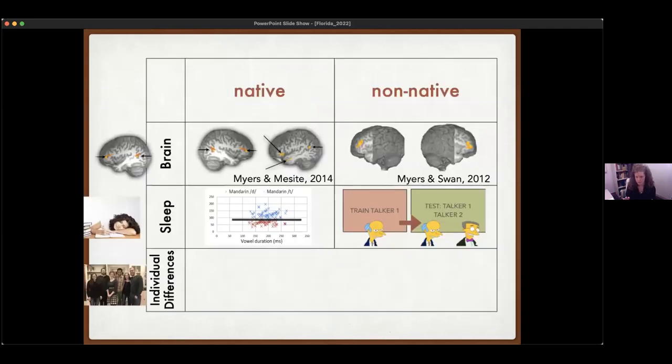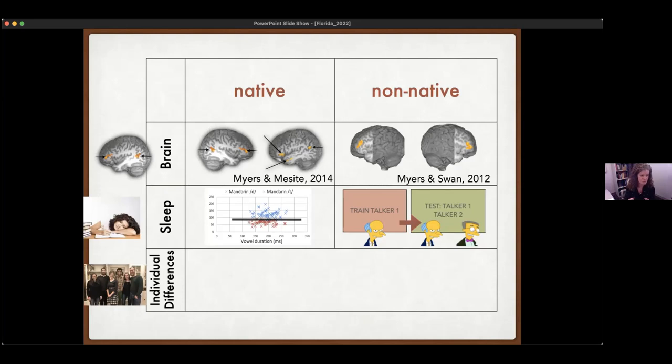So taking scores so far, we've got some similar neural machinery that seems to be used, or at least similar recruitment of frontal areas for native and non-native perception. We have a similar role for sleep in stabilization and generalization of learned information, whether you're dealing with native language or non-native speech categories. So then the question we asked is, all right, do these things all go together, right?